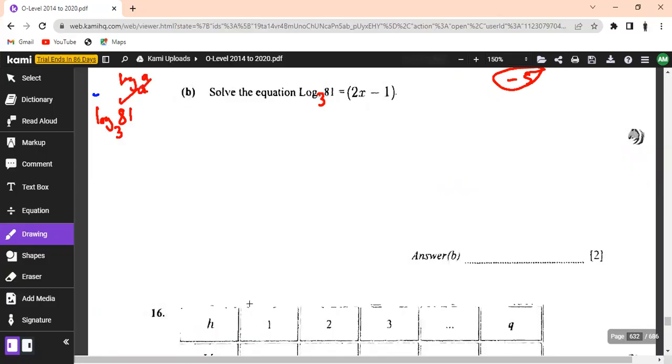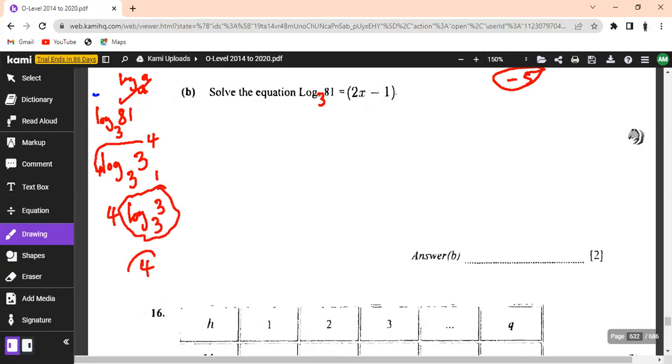All right. So it means 81 in base 3. 81 is the same as 3 to the exponent of 4, in base 3. So you can drop this exponent just like what we did previously. So it's going to be 4 times the logarithm of 3 in base 3. Log 3 base 3 gives us 1. So it's 1 times 4, which is 4. So like I said, you can use any method, guys, that you are capable of.